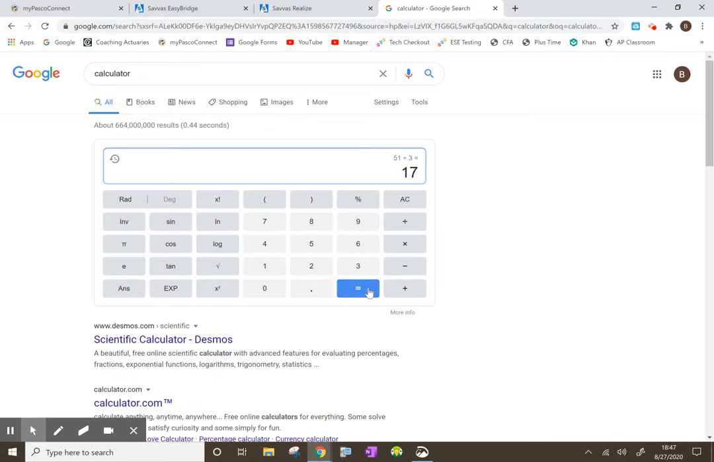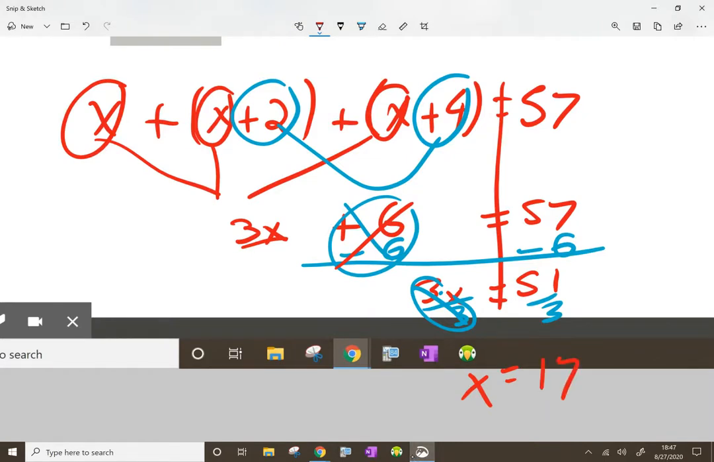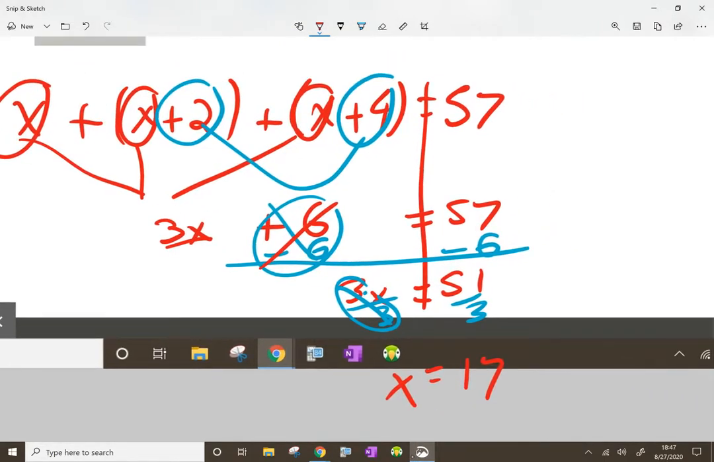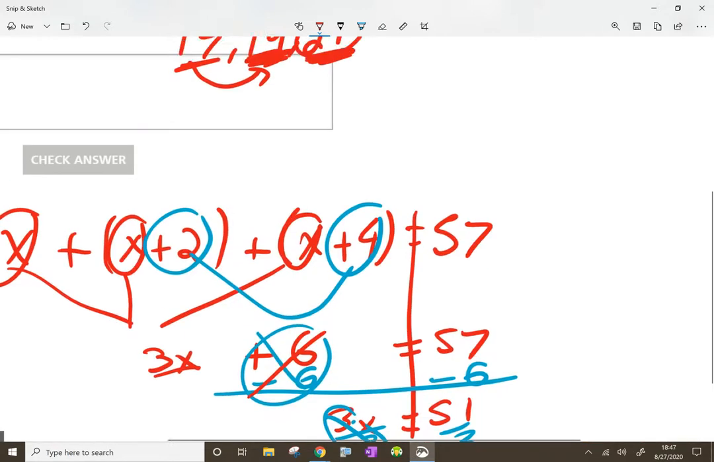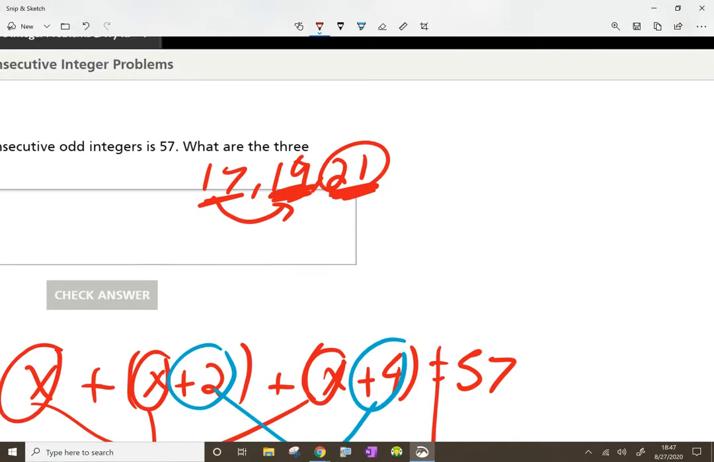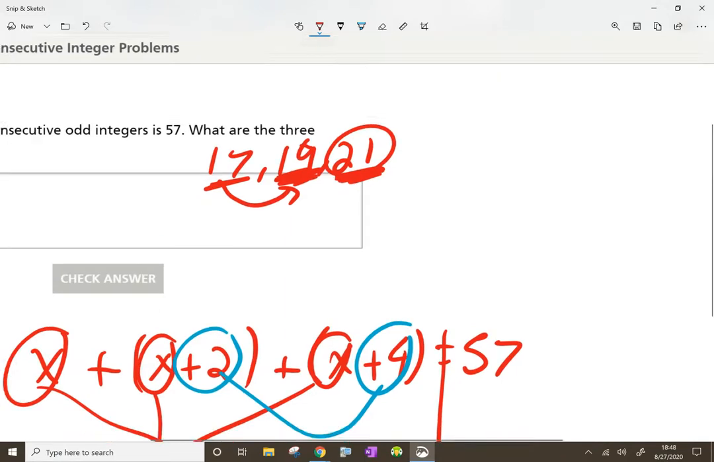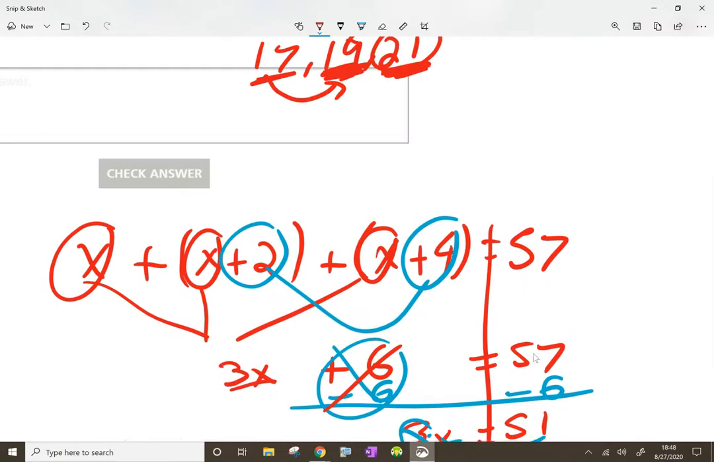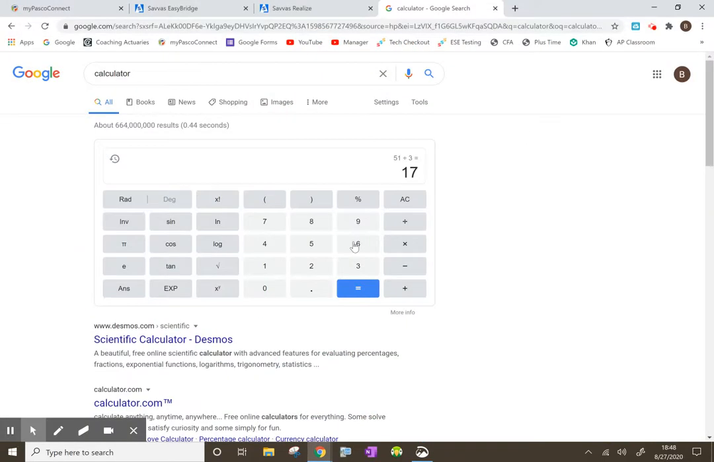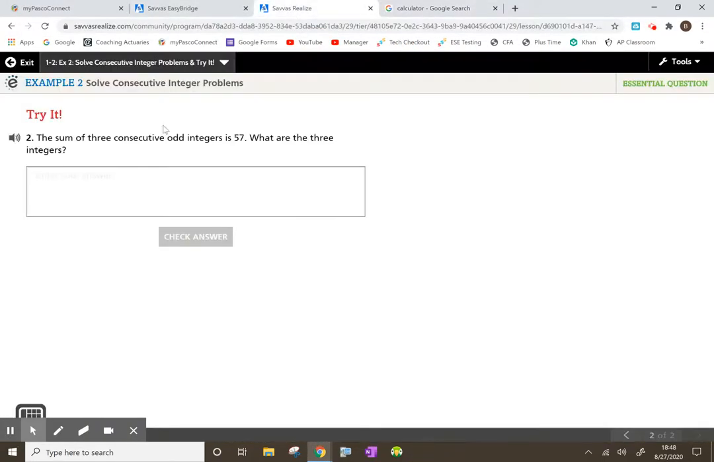And we end up with 17. So that tells us that the first odd number would be 17. So 17 is the first odd number, then the one after that would be 19, and the one after that would be 21, just as we said in the guess and check answer that we made earlier, right? But this is the process in which you would go about solving it. So I would type in 17, 19, and 21.